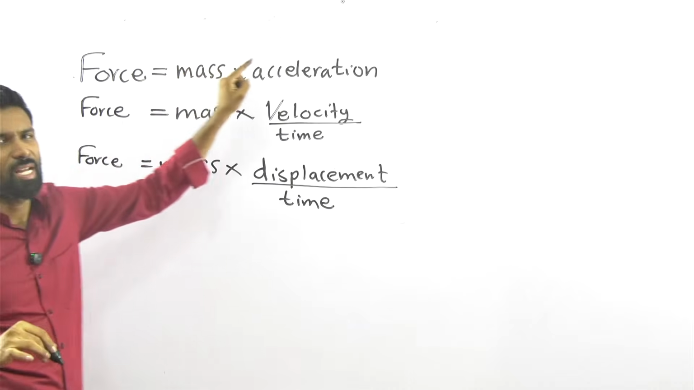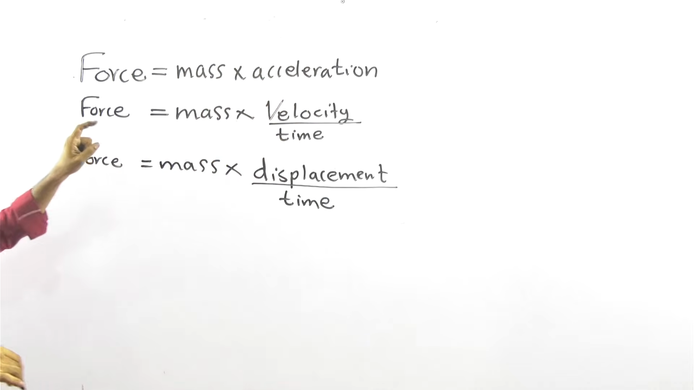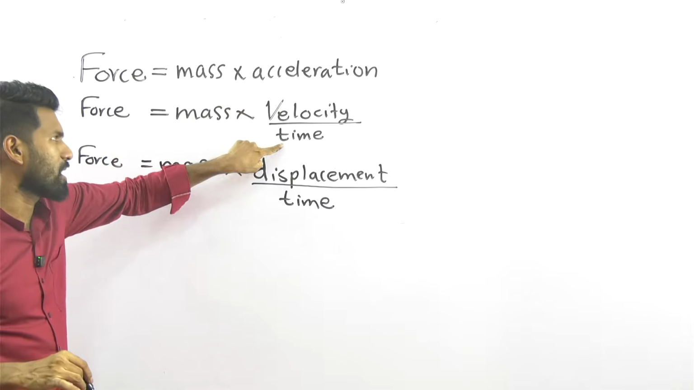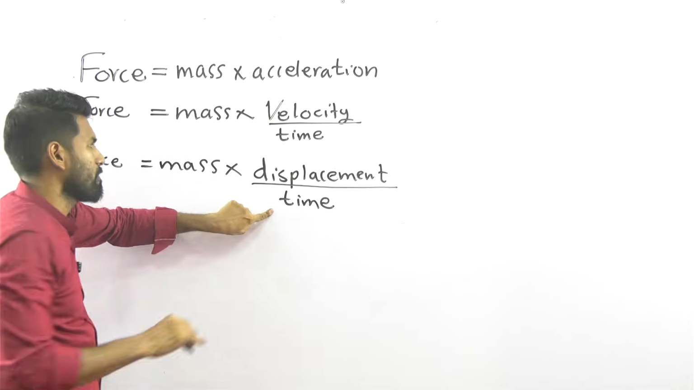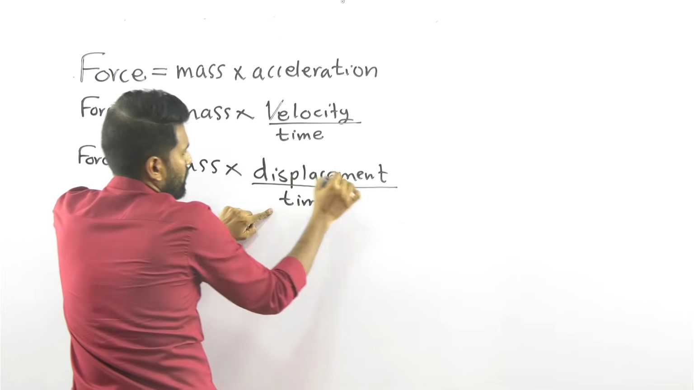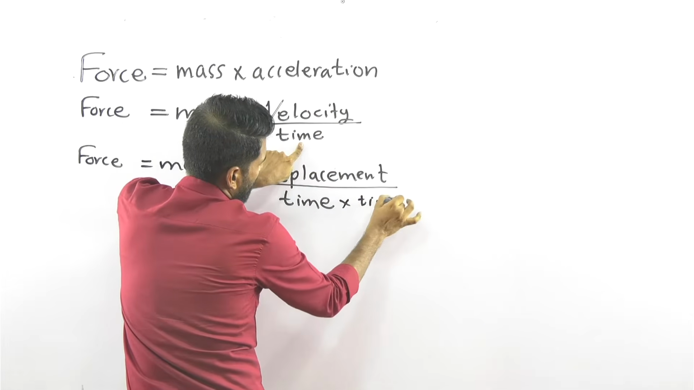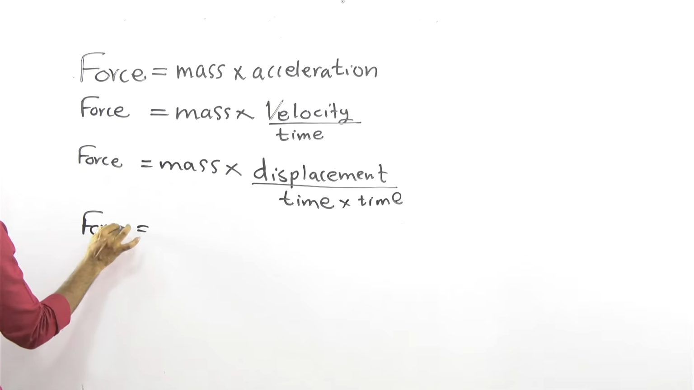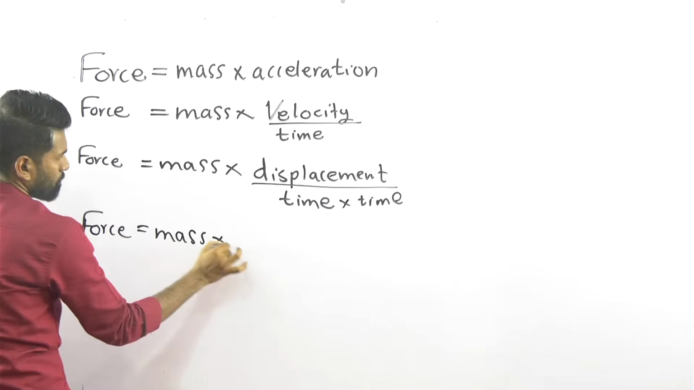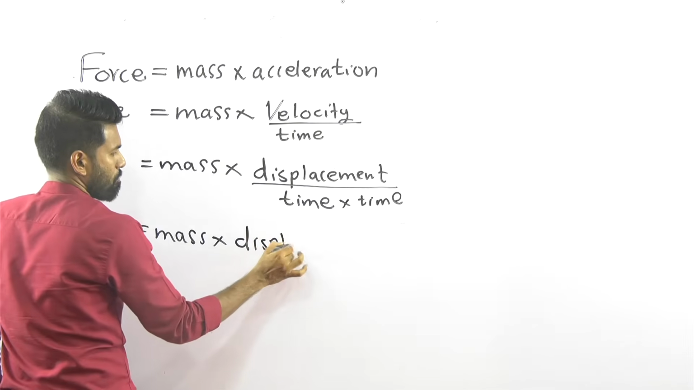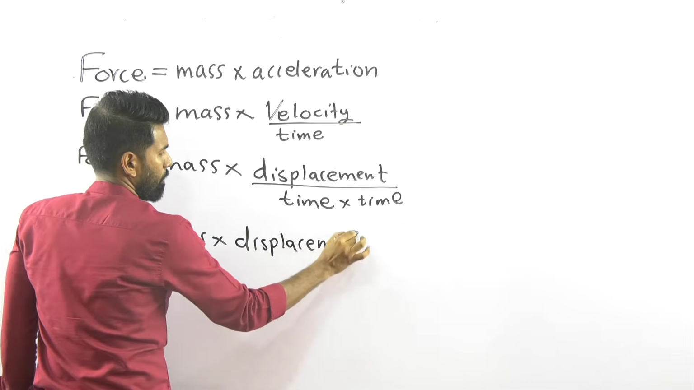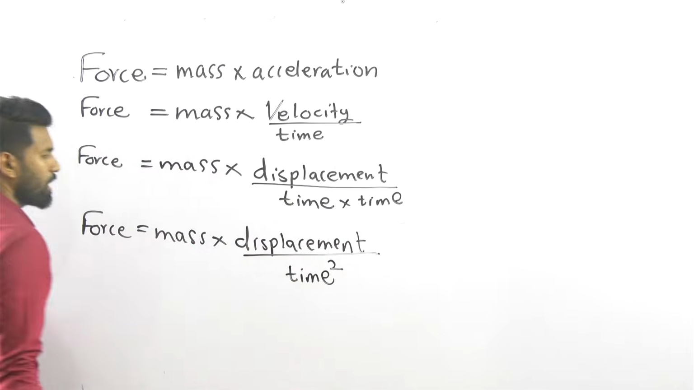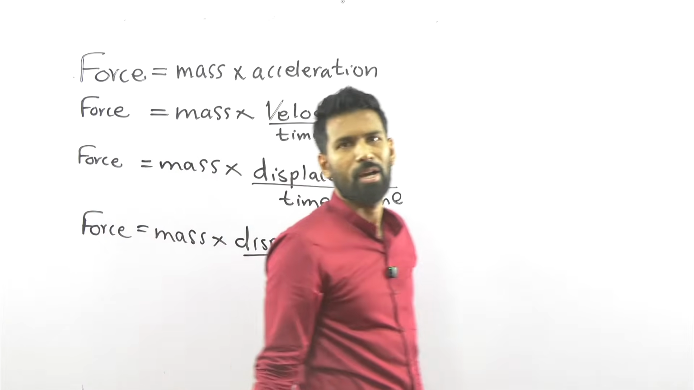We will learn these things later, but still I'm taking an example. Force is equal to mass into acceleration, mass into velocity over time. Velocity is displacement over time. Velocity is replaced by displacement over time, and you have another time here. So force is equal to mass into displacement and time square here. So what can you see now?